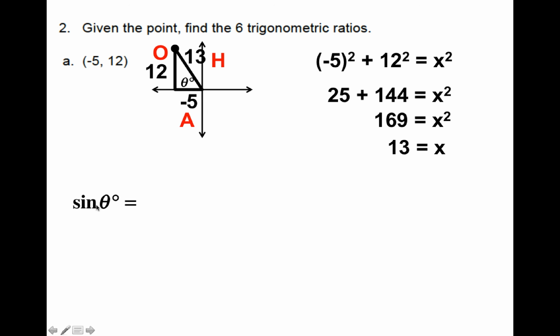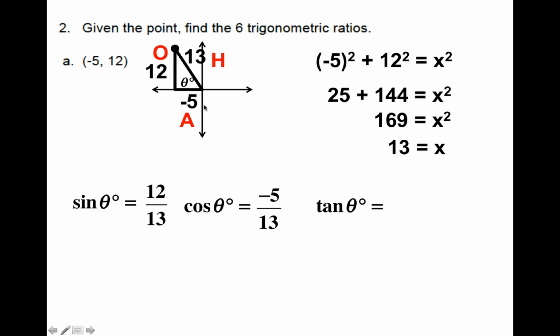So we're going to find the sine ratio. Sine is SOH, O over H, so you're going to get 12 over 13. And notice that does not reduce. Cosine is CAH, A over H. So in this case, it's negative 5 over 13. And don't be confused by the negative. The negative is to show the direction. Whenever you go left or down, it's negative.